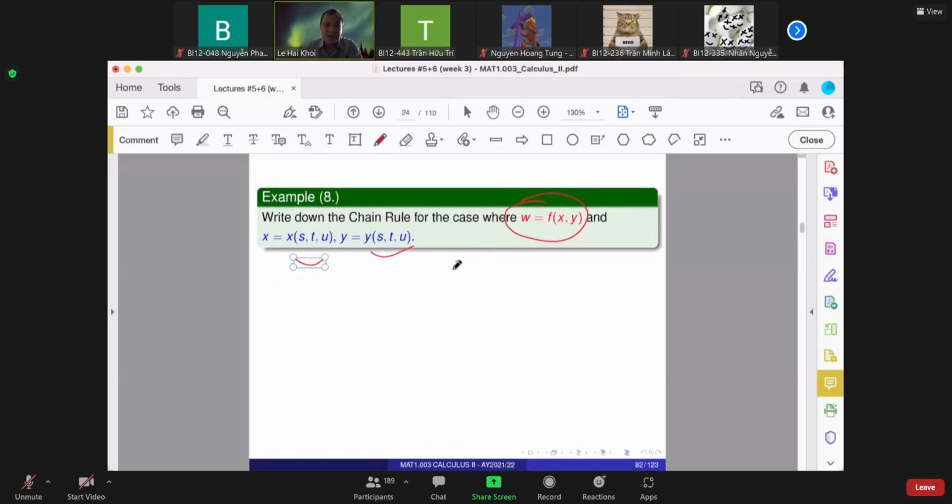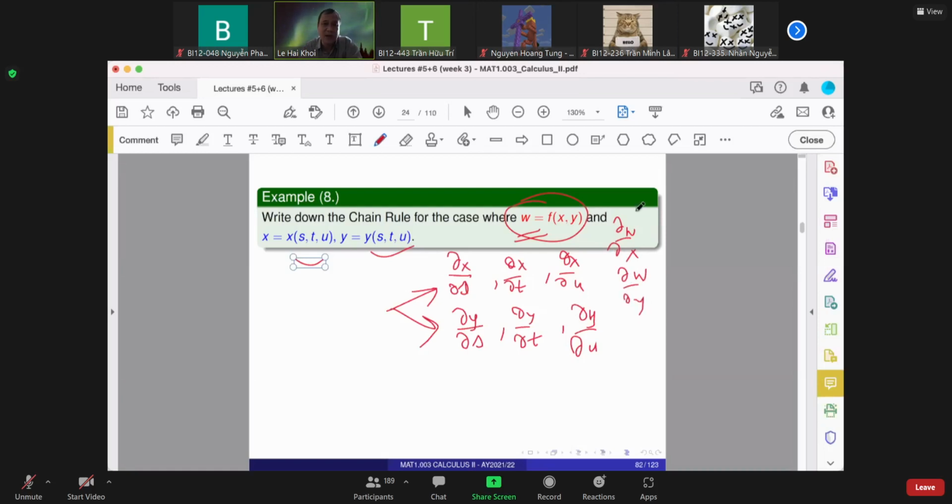Then, of course, you understand that you should have dx over ds, dx over dt, dx over du. The same for y: dy over ds, dy over dt, dy over du. So you should have this partial derivative for x and y with respect to s, t, and u. But the partial derivatives of w are only two: dw over dx and dw over dy. But each formula is related to three partial derivatives.